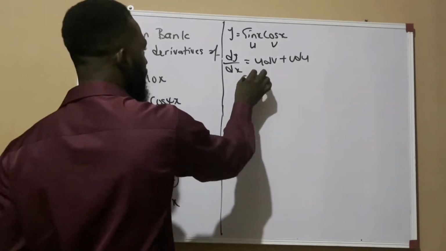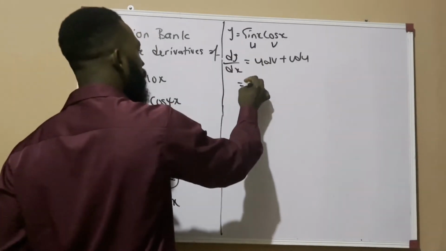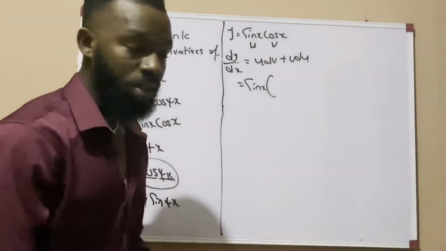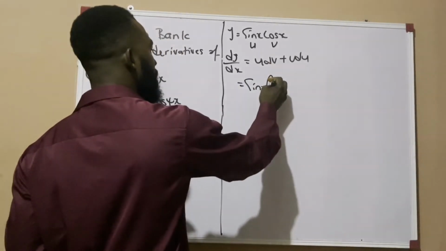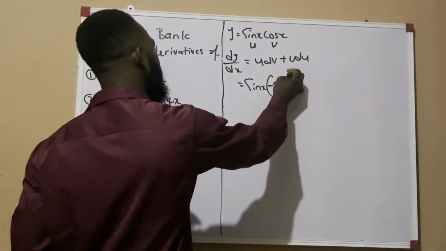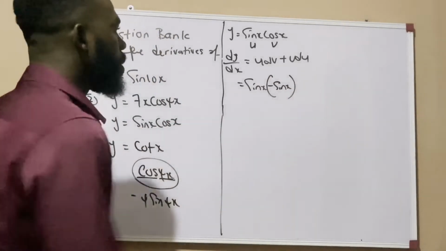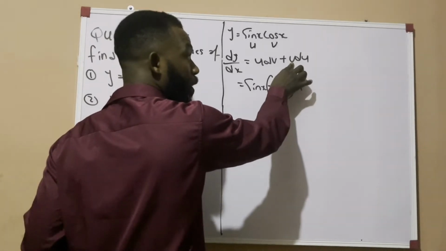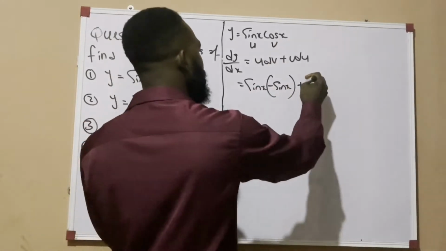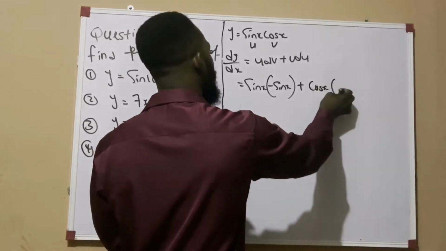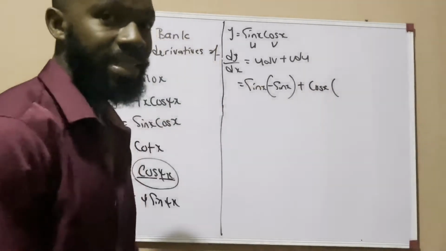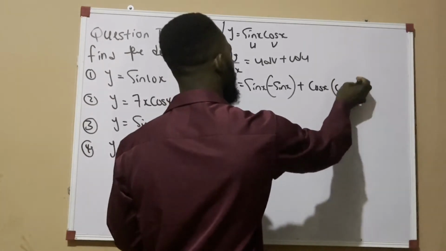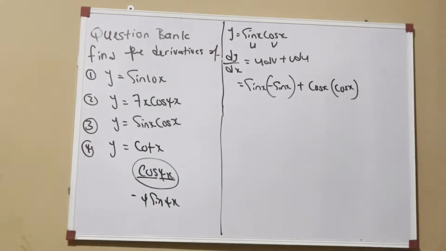Without wasting time, my u is sine x. I will hold it, but I will differentiate v. My v is cos x. If I differentiate cos x, I will get minus sine x. That is all. Now, plus. Am I holding v now? I'm holding v, and v is cos x. When I differentiate u, u is sine x, and when you differentiate sine x, you get cos x. Close the bracket. Now, the next step is to open the bracket.